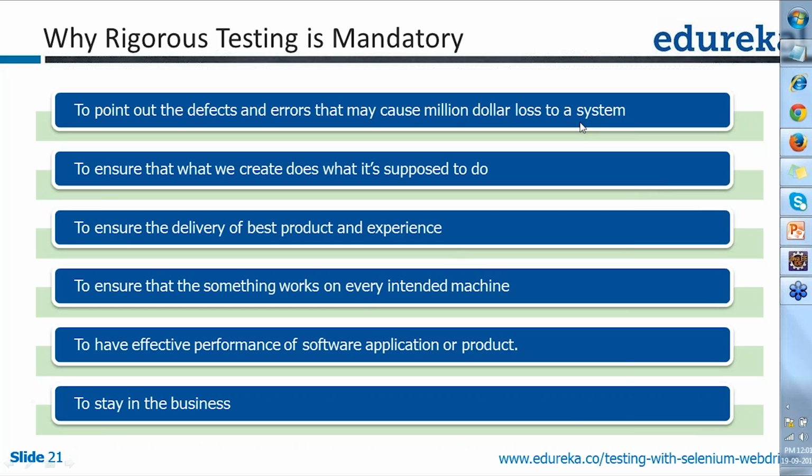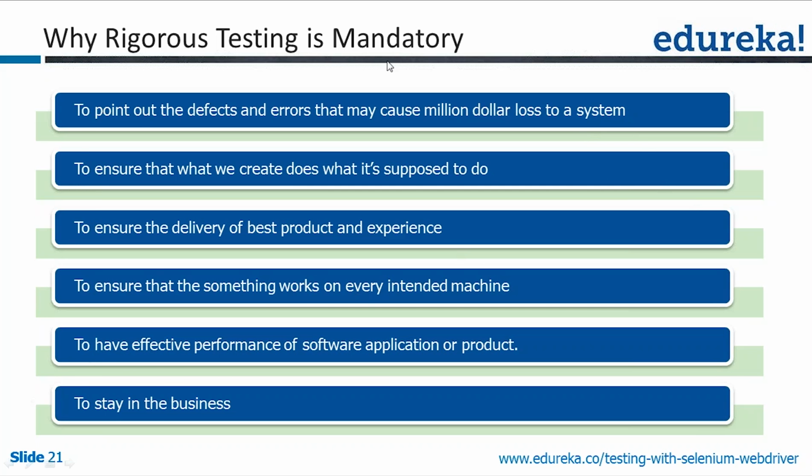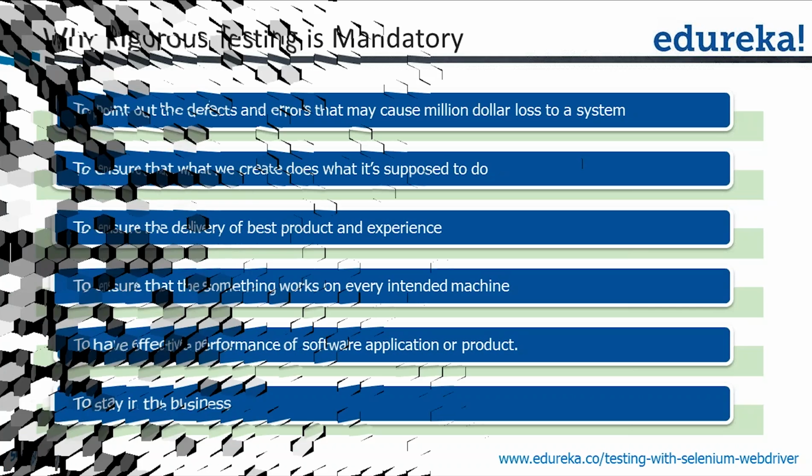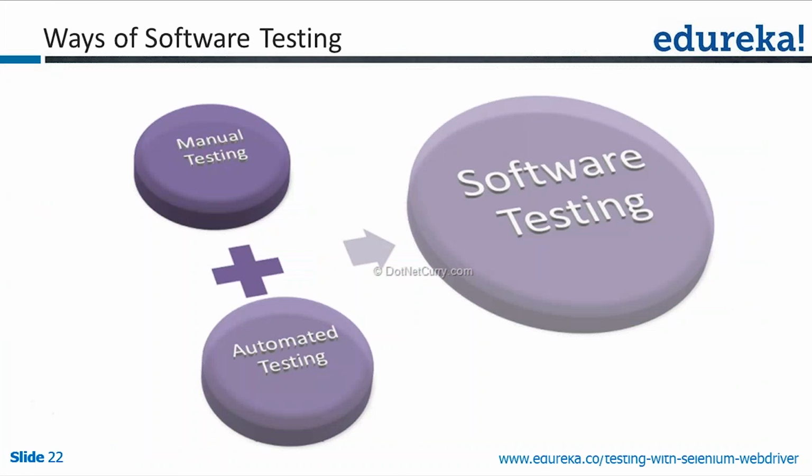To ensure something works on every intended machine, to have effective performance, for a software application or product to stay in the business. I assume that you guys already know this concept. So I'm quickly moving to another slide for software testing. The different ways are manual testing plus automated testing, and then we can create our software testing field, right? But it is not possible to automate your application 100%. So we must find a strategy for how much percentage of our application should be manually tested and how much should be automation tested, right?